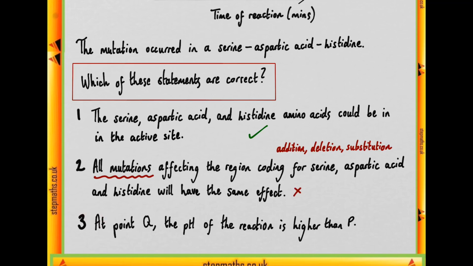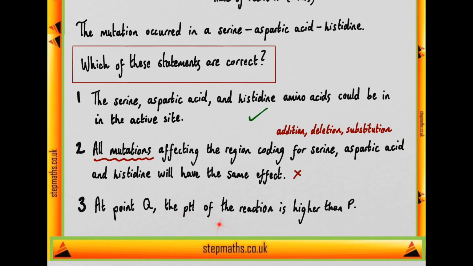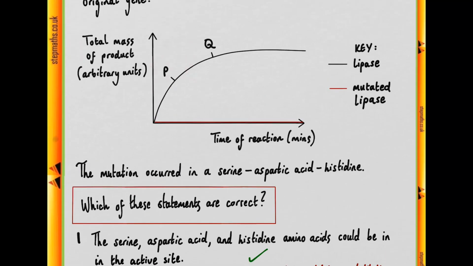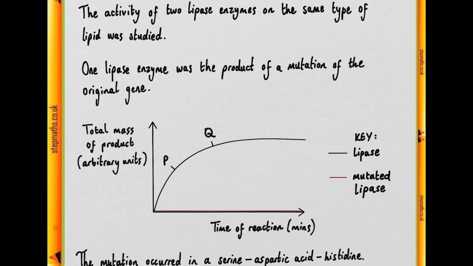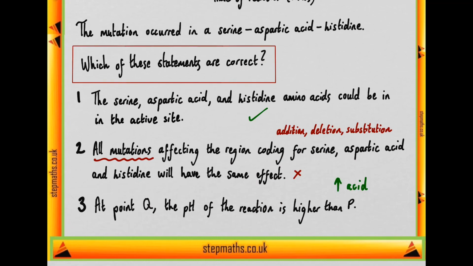And the third statement is that at point Q, which is further along here, the pH of the reaction is higher than at point P. So point P is earlier in the reaction. Now, since we're talking about a lipid which is being broken down into its constituent parts, that would be fatty acid and glycerol, the fatty acid levels would increase as the lipid breaks down, and therefore the pH would be lower. So, since there's an increase in acid levels, the pH at Q should be lower than it is at P, not higher.